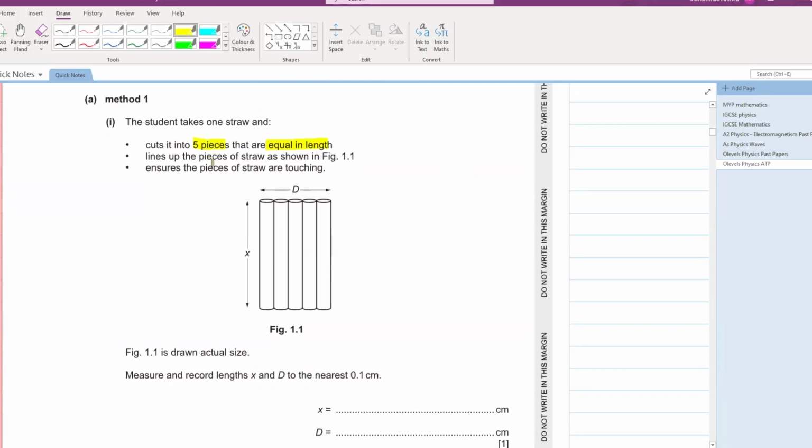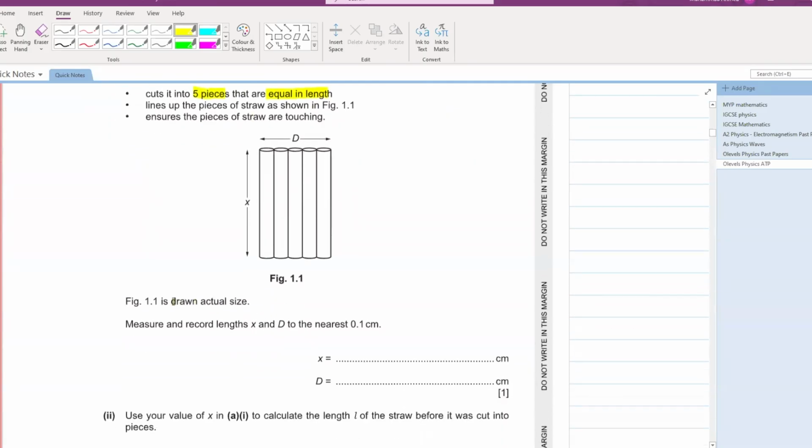Line up the pieces of straw as shown in figure 1.1. Ensure the pieces of straw are touching each other. Figure 1.1 is drawn to actual size. Measure and record the distances x and d to the nearest 0.1 centimeter. How do you have to do it? You have to take a ruler or a meter rule and measure this distance d, and measure this distance x.